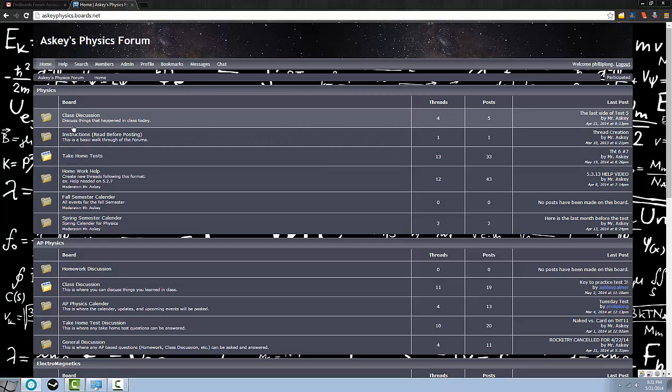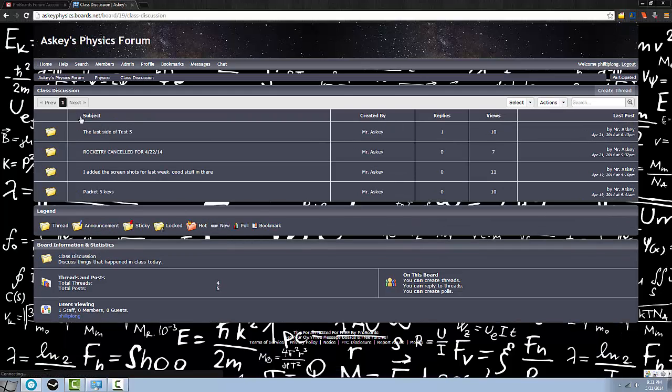Now, what you see here is you have several categories. These are not individual threads; these are forums. What they are is boards actually. The purpose of them is to sort of organize everyone's threads. So if we go into class discussion, we can see that most of them have been created by Mr. Askey, like on this one, rocketry is canceled. Basically, it's telling you this is where stuff that happens in class or stuff that's relevant to class will be posted.